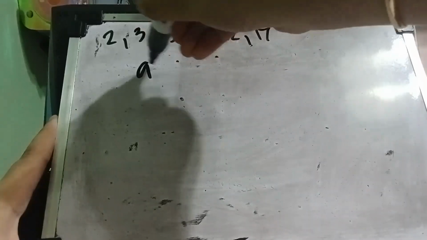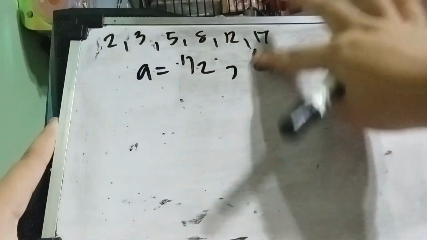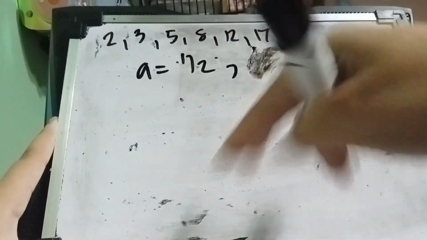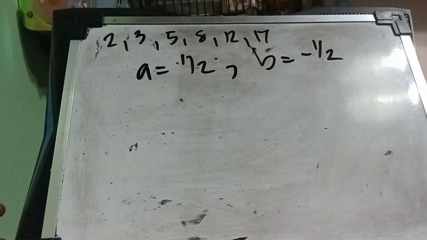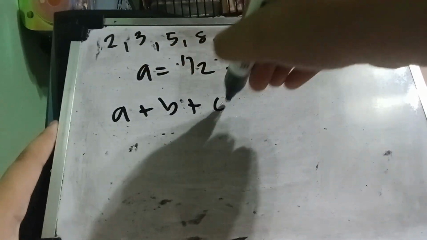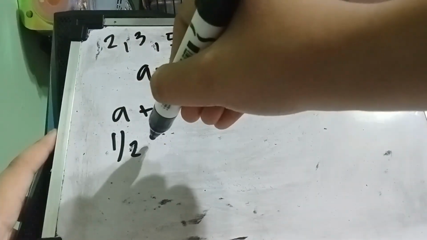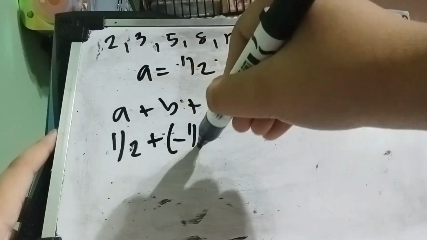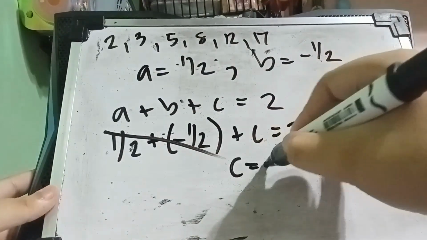Now that we have the value of a, which is 1 half, and the value of b, which is negative 1 half, we can now find the value of c. From the equations earlier, equation 1, 2, and 3, pipiliin ko na lang yung pinakamadali: a plus b plus c is equal to 2. So, if a is 1 half plus, if b is negative 1 half, plus c is equal to 2, cancel out, positive and negative is 0, so c is equal to 2.